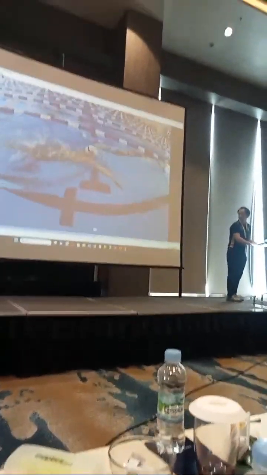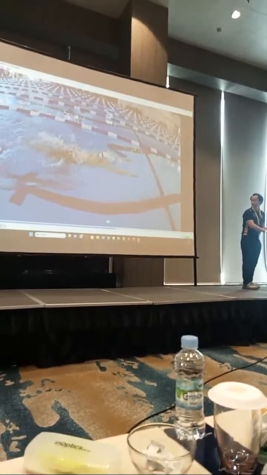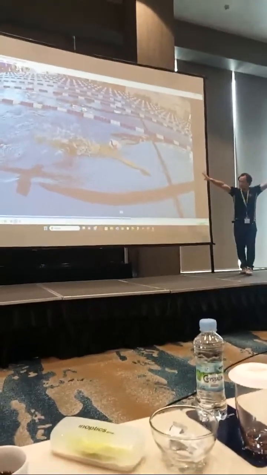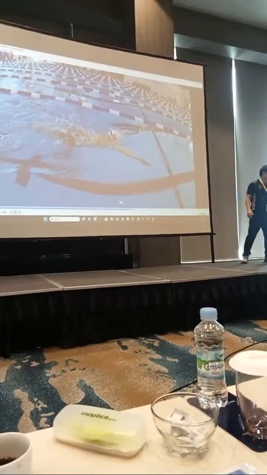And yeah, from above water, you can see how wide the stroke is, and then comes around in a circle.